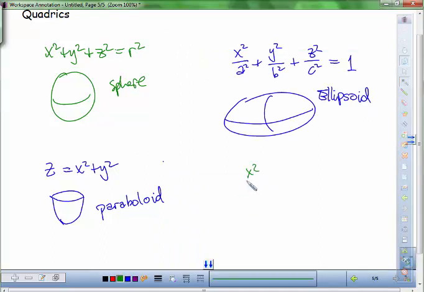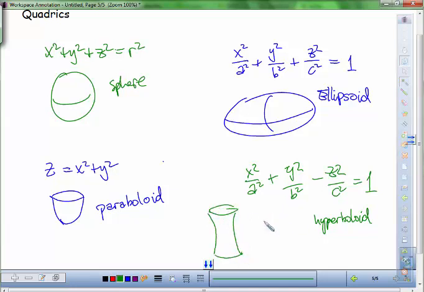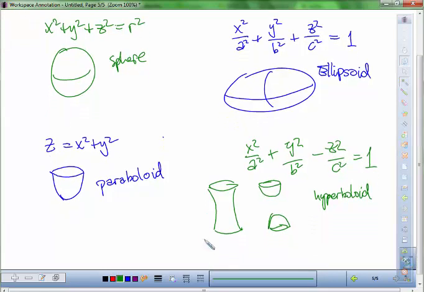Okay. And then one more, x squared over a squared plus y squared over b squared minus z squared over c squared is equal to 1. This is a hyperboloid. Now, depending on this combination of pluses and minuses, this hyperboloid can either look like a silo, or it could look like a hyperboloid of two pieces. So we have to further categorize this. We don't have too much time anymore, but this is a hyperboloid of one sheet. This is a hyperboloid with two sheets.